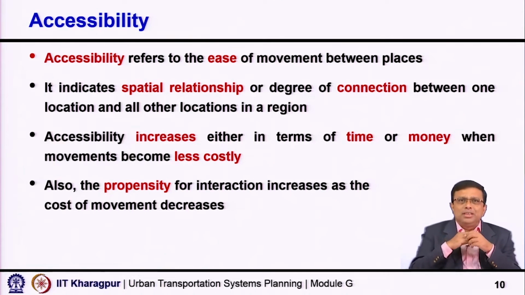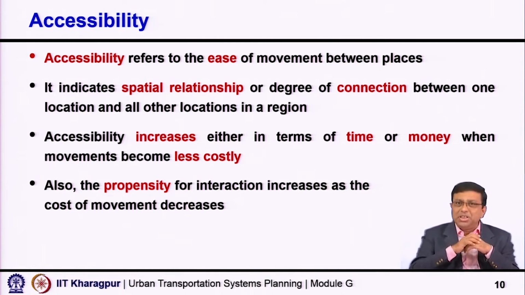Now, the accessibility term is very, very important for us, and it refers to the ease of movement between places. How easily, generally we can say that accessibility refers to the ease of movement. We start with a very simple concept and then gradually try to refine. So, it refers to the ease of movement between places, and therefore, it indicates the spatial relationship.